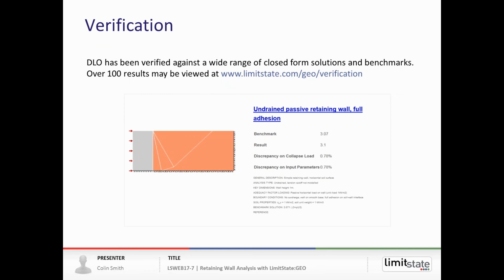So here we've got an example of an undrained passive retaining wall with full adhesion on the back of the wall. The benchmark is 3.07 from the literature. The result was 3.1 from the software, so that's less than 1% difference, and that's with very few nodes in the actual problem parameter space.